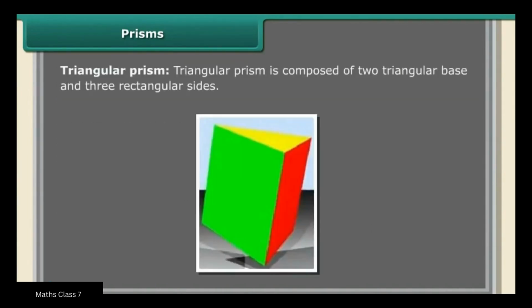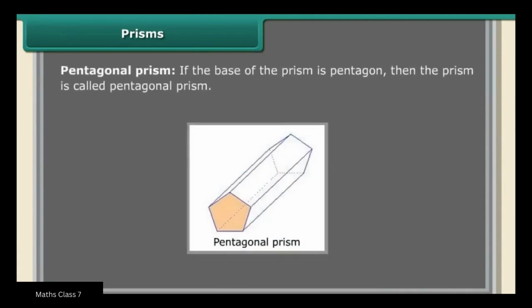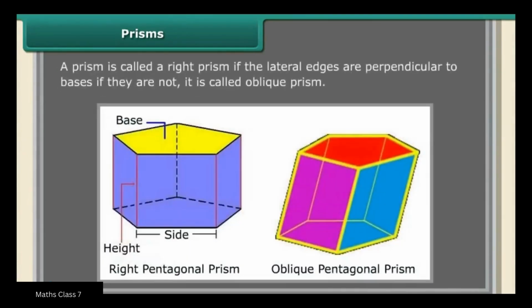Triangular prism: a triangular prism is composed of two triangular bases and three rectangular sides. Pentagonal prism: if the base of the prism is a pentagon, then the prism is called a pentagonal prism. A prism is called a right prism if the lateral edges are perpendicular to the bases. If they are not, it is called an oblique prism.